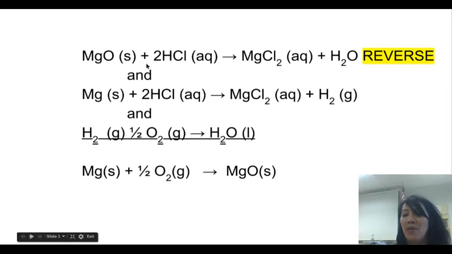I react it with a certain volume of hydrochloric acid, and I measure the initial and maximum temperatures in order to record the change in temperature. I do the same thing, another reaction in a calorimeter where I measure the mass of magnesium as well as the volume of hydrochloric acid, and I measure the changes in temperature again.